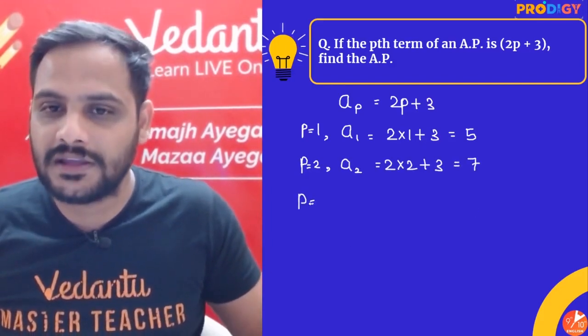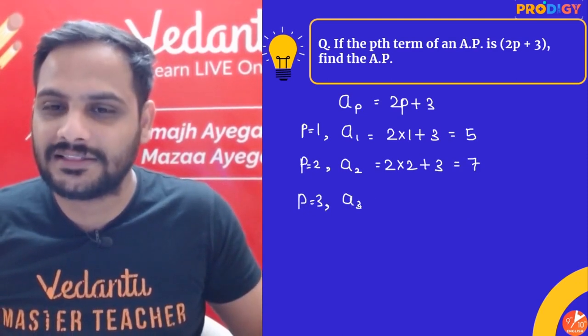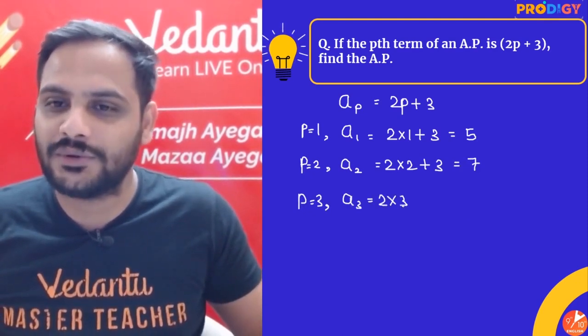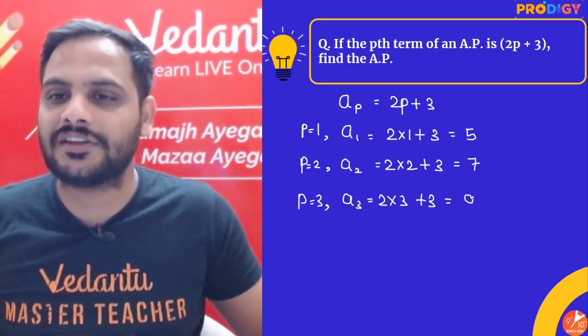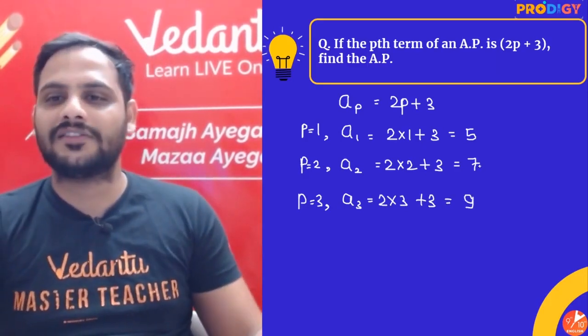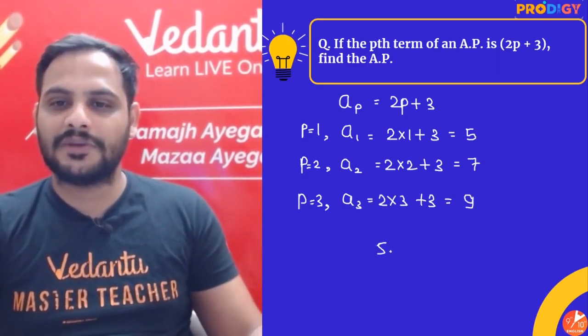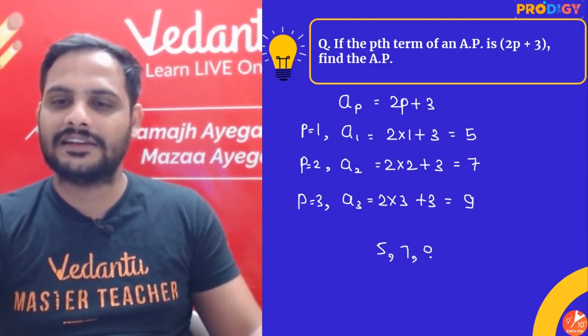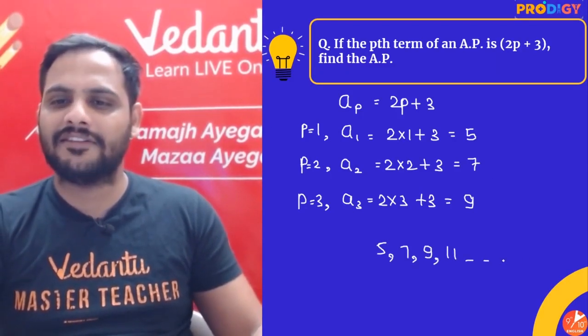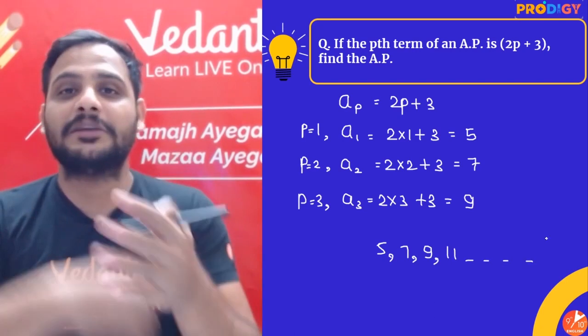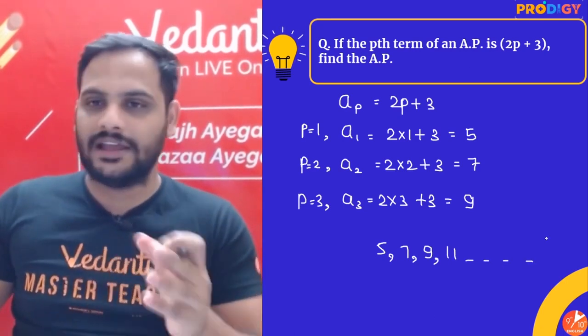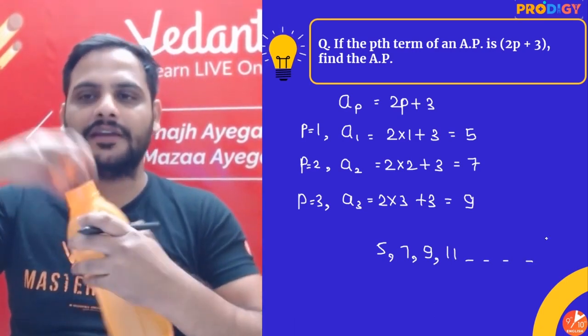If I put p equal to 3, I'll get my third term as 2 into 3 plus 3, which is equal to 9. So now you can see the AP is going to be 5, 7, 9, 11 and so on, because every time I have to keep adding the same number. So 2 every time will be added. Okay? Alright.